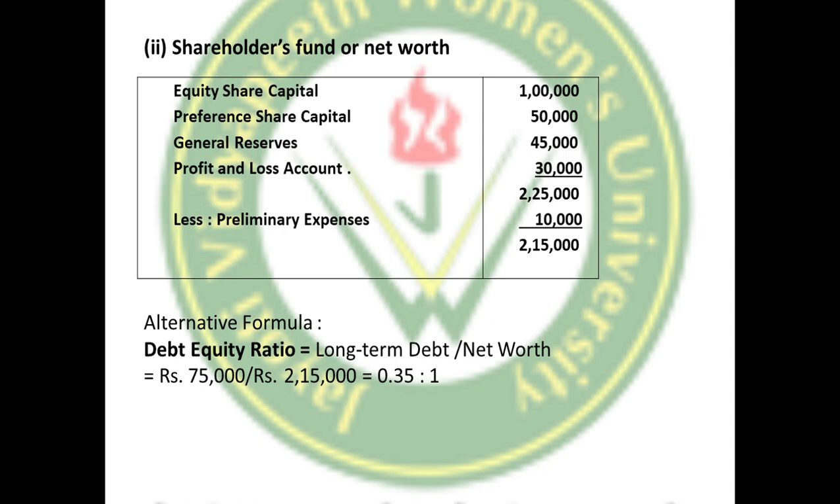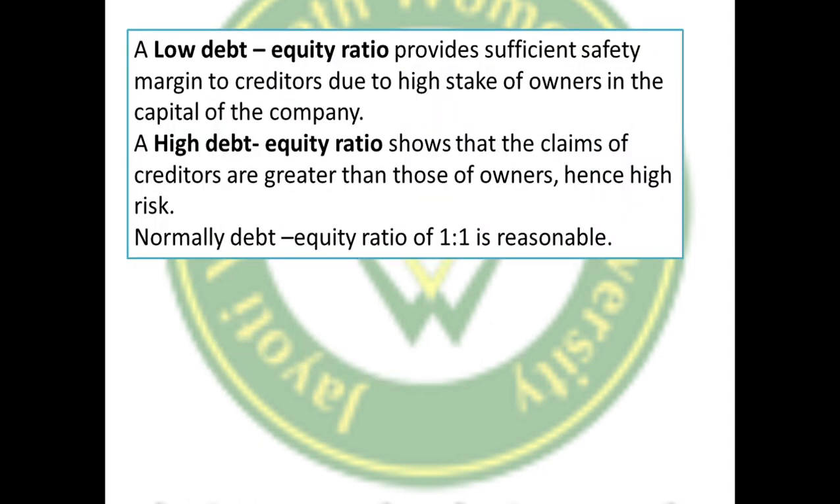When we subtract, we get the amount 2,15,000. We can apply the other formula also, that is long-term debt divided by net worth. 75,000 divided by 2,15,000, the answer will be 0.35:1. Now we will understand what these ratios mean for the organization.